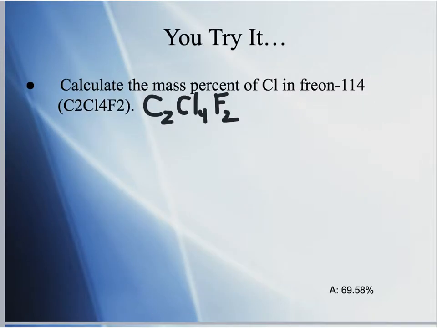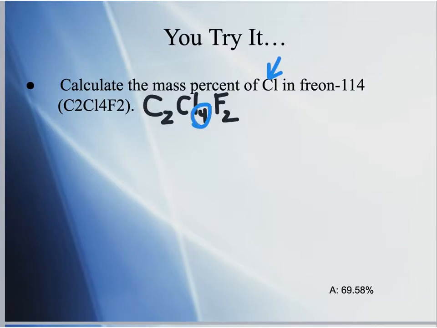So let's take a look at an example of calculating mass percent of a single element in a compound. This one says calculate the mass percent of chlorine in Freon 114. And it gives us the chemical formula right here, C2Cl4F2. So what we're going to do is we need to focus on chlorine.